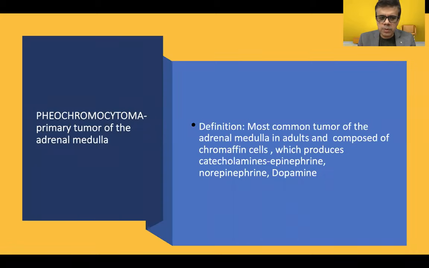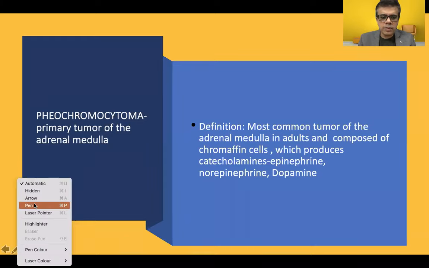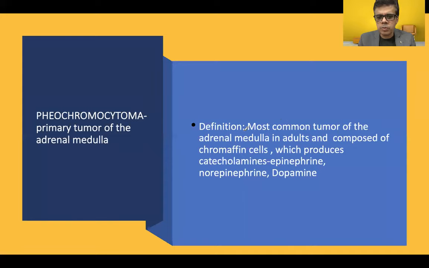So what is Pheochromocytoma? Pheochromocytoma is a primary tumor of adrenal medulla, and it is regarded as the most common tumor of adrenal medulla in adults. It is very common in adults, usually seen in the 4th to 5th decade. It is rarely seen in children. It is composed of chromaffin cells, which elaborate catecholamines like epinephrine, norepinephrine, and dopamine.